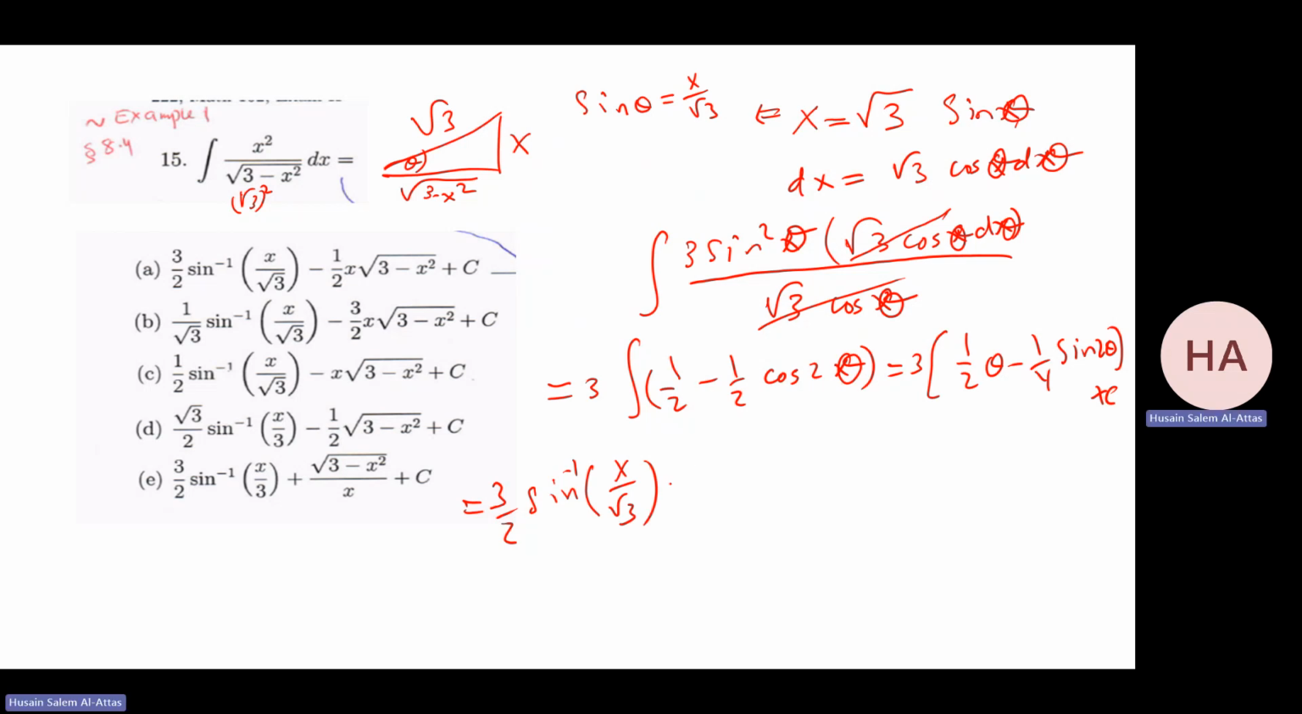Now I have minus 3 over 4. Okay, this is 2 sine cosine, so it's minus 3 over 2. Sorry, yeah, 2 will be cancelled. I have 2 only here, so it's 3 over 2. Sine theta is x over square root of 3, and cosine theta is the square root of 3 minus x squared over square root of 3, plus c. This is 3, so this cancels with this, and I have this.